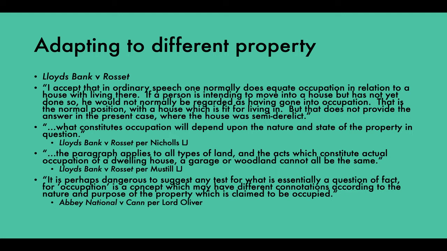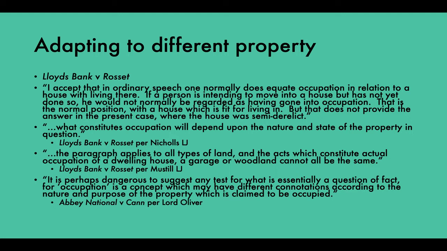So I accept that in ordinary speech, one normally does equate occupation in relation to a house with living there. If a person is intending to move into a house but has not yet done so, he would not normally be regarded as having gone into occupation. That is the normal position, with a house which is fit for living. But that does not provide the answer in the present case, where the house was semi-derelict. So we have a semi-derelict house.